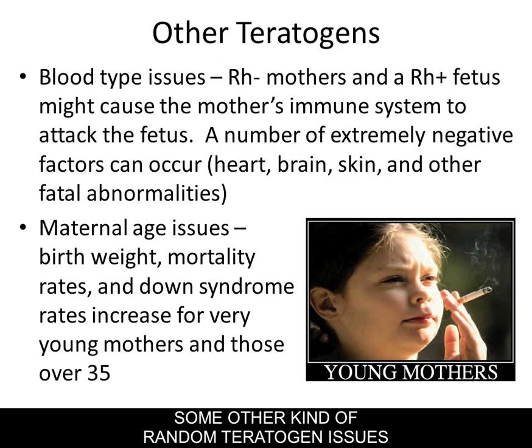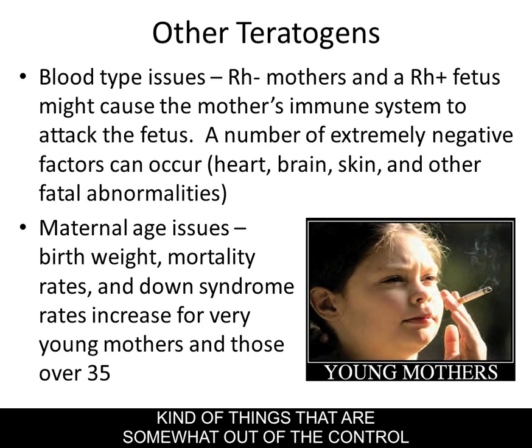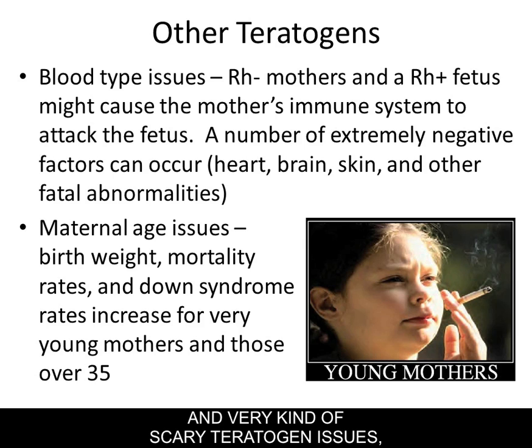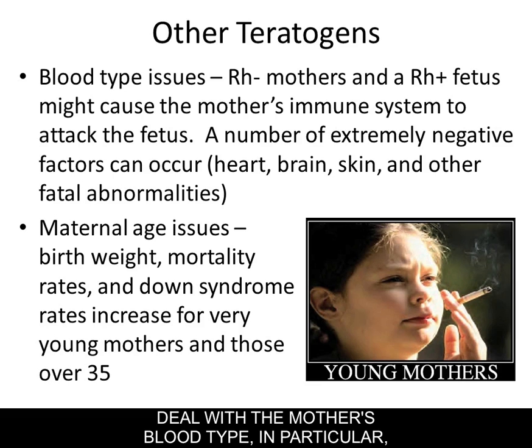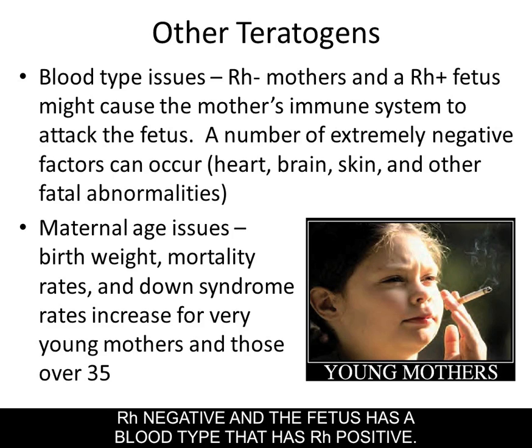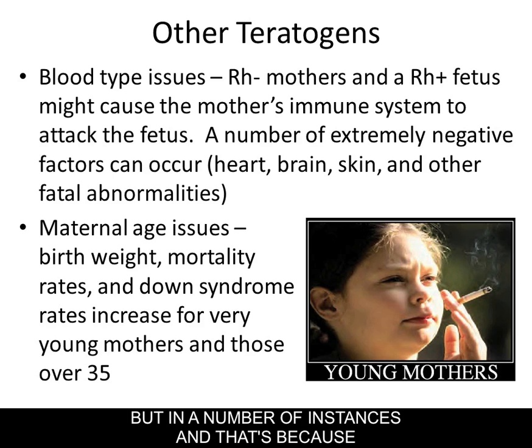Some other random teratogen issues that we've recognized over the years deal with things that are somewhat out of the control of the mother. One of the really interesting and very scary teratogen issues deals with the mother's blood type. In particular, if a mother has a specific blood type that we call Rh negative, and the fetus has a blood type that we call Rh positive, this is problematic, not all the time, but in a number of instances.